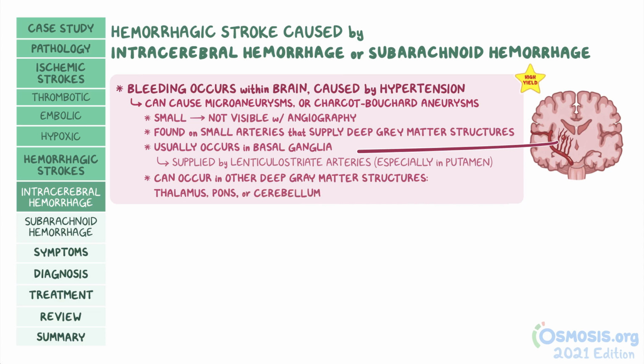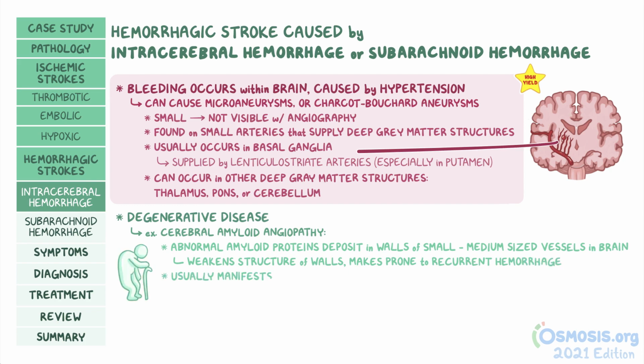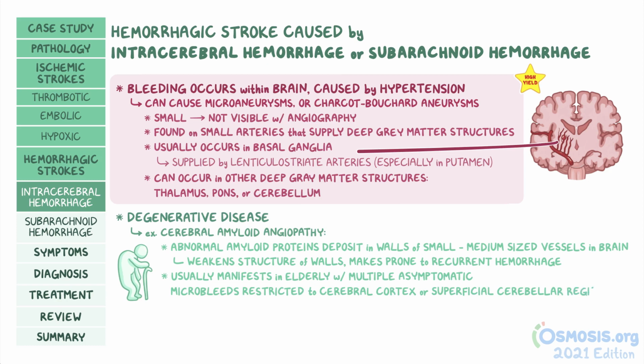Another cause of intracerebral hemorrhage is degenerative disease like cerebral amyloid angiopathy, in which abnormal amyloid proteins deposit in the walls of small to medium-sized blood vessels in the brain. This weakens the structure of the vessel walls and makes them prone to recurrent hemorrhage. Cerebral amyloid angiopathy usually manifests in the elderly with multiple asymptomatic microbleeds, restricted to the cerebral cortex or superficial cerebellar regions.